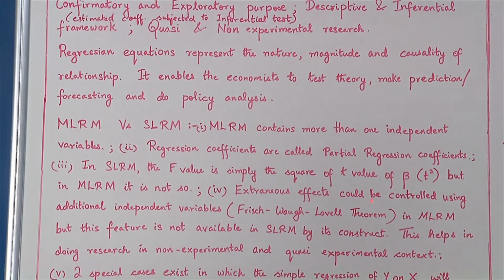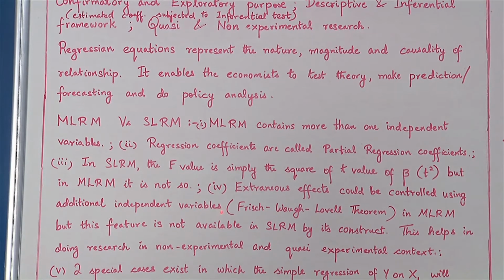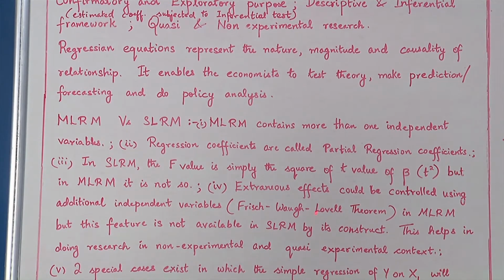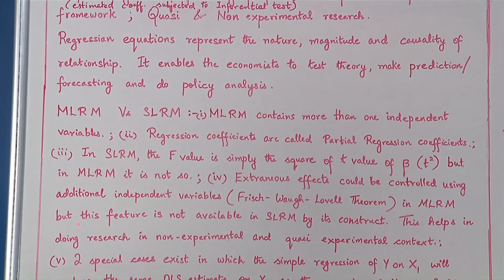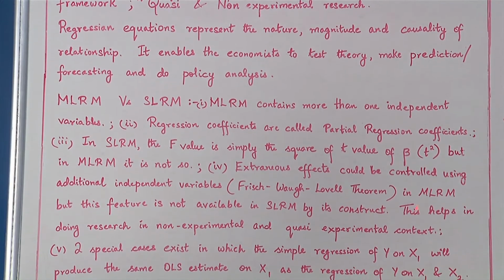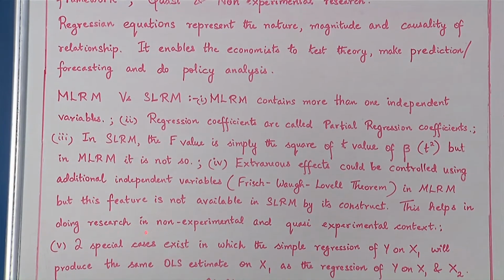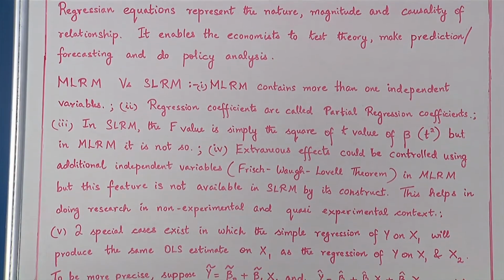Extraneous effects could be controlled using additional independent variables. So, this is according to the Frisch-Waugh-Lovell theorem. This happens in MLRM, but this feature is not available in SLRM by its construct. So, this helps in doing research in non-experimental and quasi-experimental context.